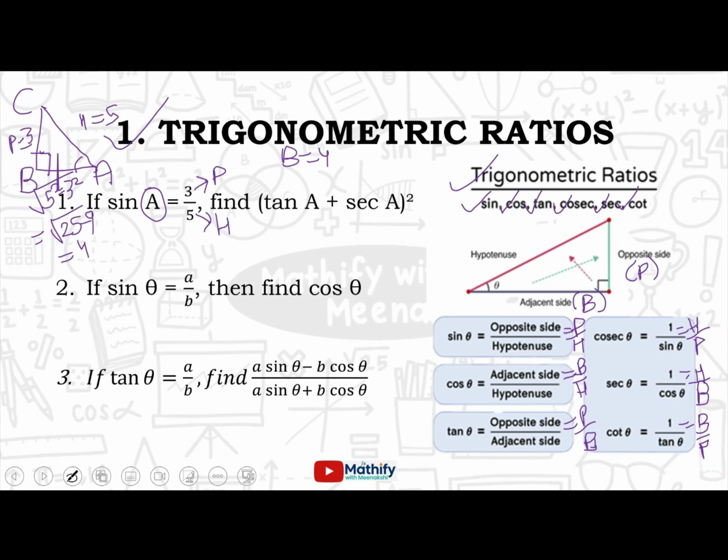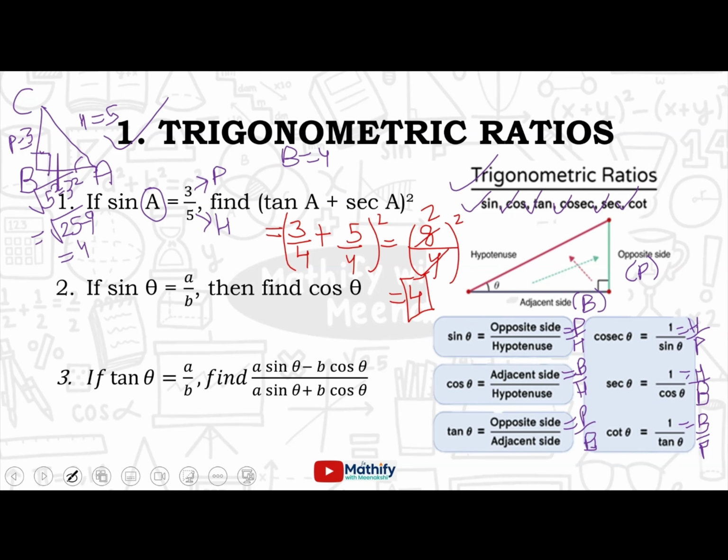Let's see now. Tan A. What is tan A? Just put the values. Tan A is P by B. What is our P here? P is 3 and B 4 plus sec A. What is your sec A? Just see here, sec A is H by B. Now H by B. You can simply take the LCM, that is 4, and 3 plus 5 is 8. 8 by 4 square. And that is nothing but 2 square. You can say answer is 4.